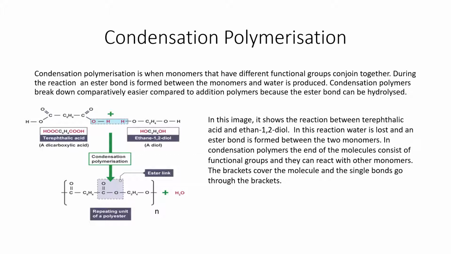Now, in this example, terephthalic acid reacts with ethane-1,2-diol, and it forms an ester, or in this case, a polyester. Now, this is the repeating unit of polyester, where the monomer of polyester is enclosed in a bracket, with this determining the number of units in the polymer. I've also attached the product H2O, or water, to show you that water is produced in this reaction.